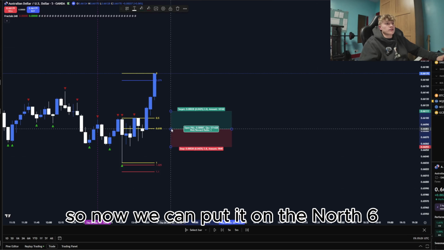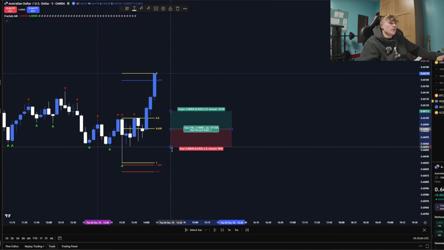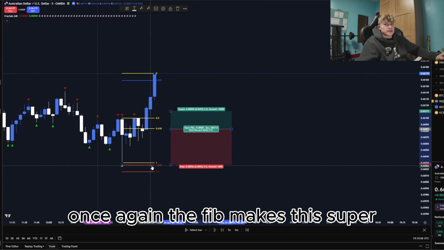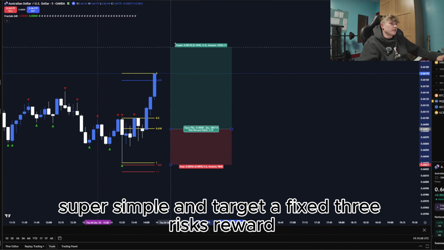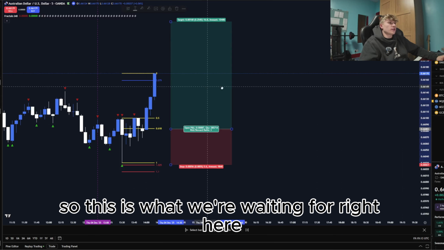So now we can put it on the 0.618. This is the kind of Goldilocks zone. Put the stop loss at the 1.025. Once again, the fib makes this super, super simple, and target a fixed 3 risk to reward. So this is what we're waiting for right here.